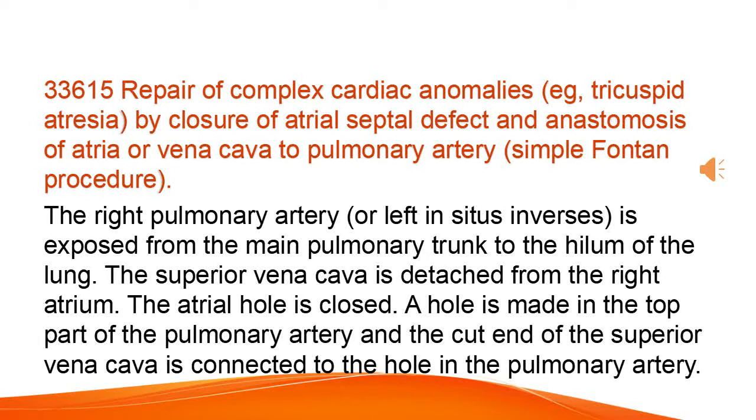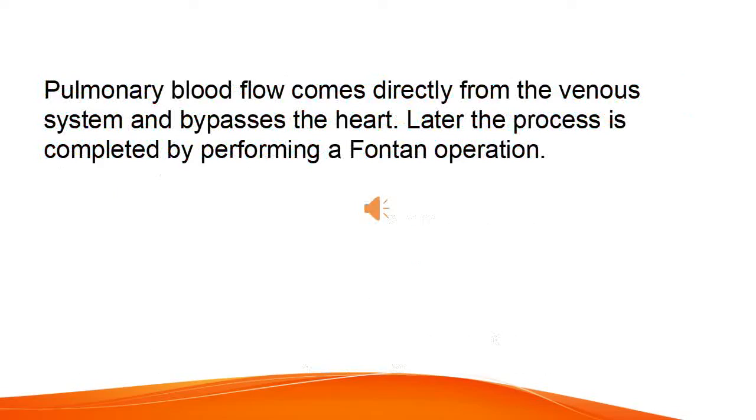The atrial hole is closed. A hole is made in the top part of the pulmonary artery and the cut end of the superior vena cava is connected to the hole in the pulmonary artery. Pulmonary blood flow comes directly from the venous system and bypasses the heart. Later the process is completed by performing a Fontan operation.